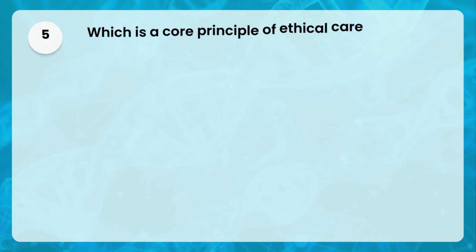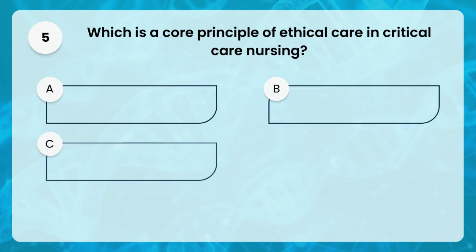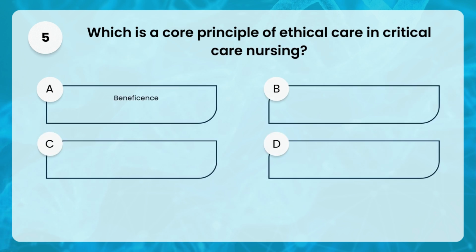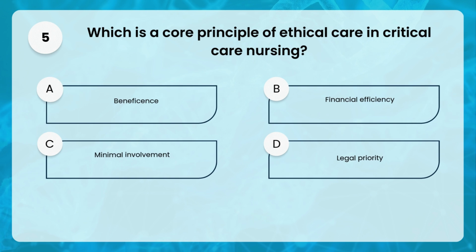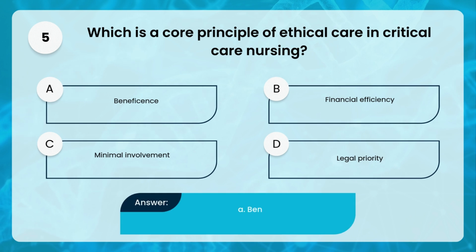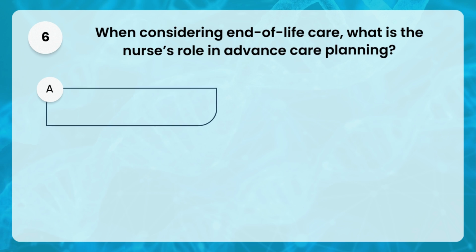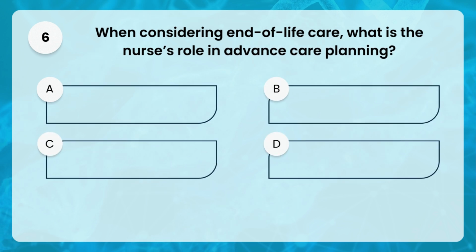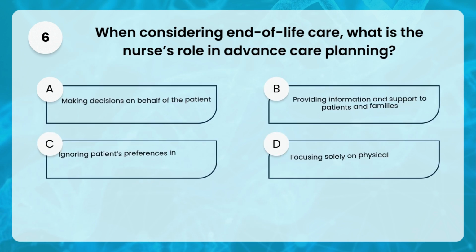Number 5. Which is a core principle of ethical care in critical care nursing? A. Beneficence. B. Financial efficiency. C. Minimal involvement. Or D. Legal priority. The answer is A. Beneficence.